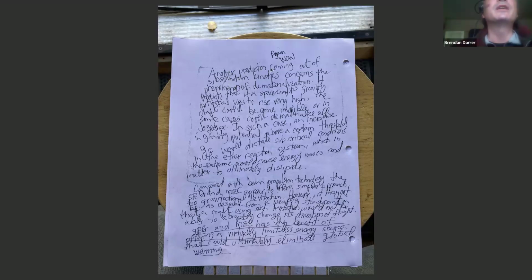Another prediction coming out of SubQuantum Kinetics concerns the phenomena of dematerialization. It predicts that if a spacecraft's gravity potential was to rise very high, the craft would become invisible, or in some cases could dematerialize altogether.